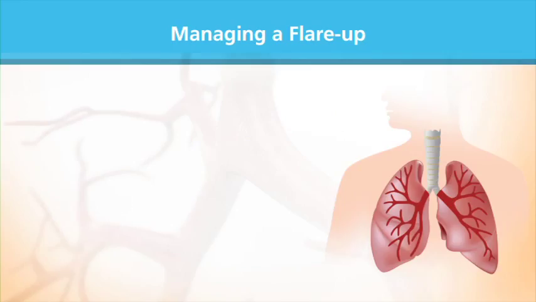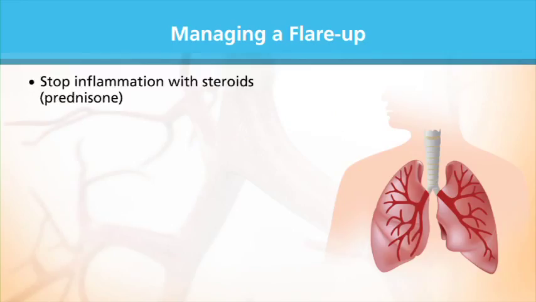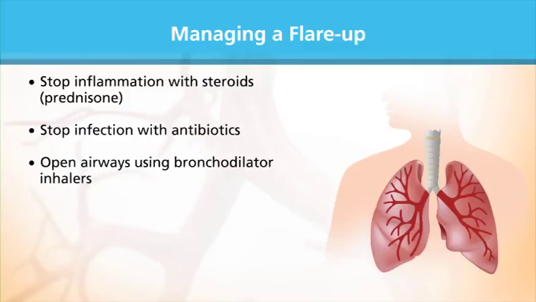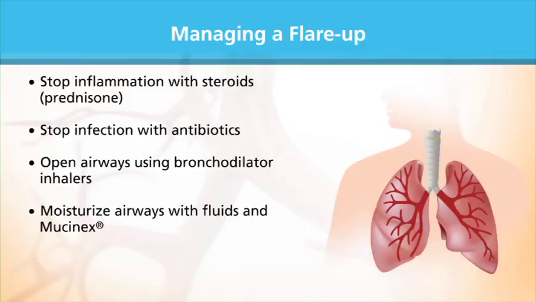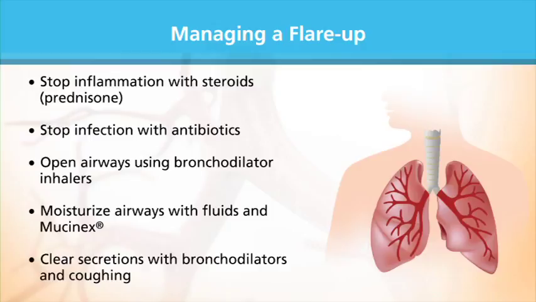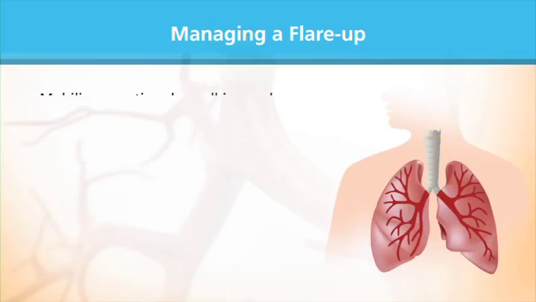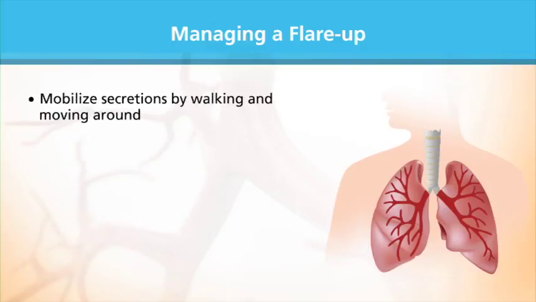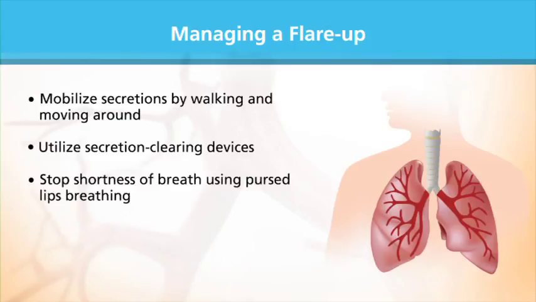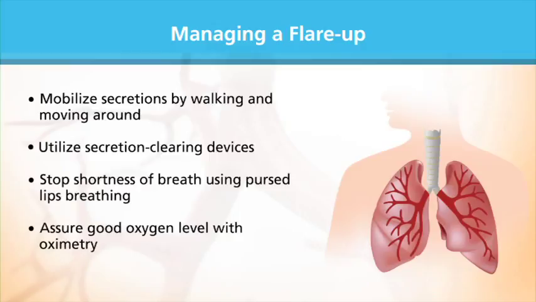In treating a flare-up, we manage it by trying to catch it very early and stopping it. We stop the inflammation with steroids, like prednisone, stop infection with antibiotics, open airways with bronchodilators, moisturize the airways with fluids, Mucinex, clear the secretions with bronchodilators and coughing, mobilization of secretions by walking around, airway clearance devices if necessary, stop shortness of breath with pursed lip breathing, and assure a good oxygen level by monitoring with oximetry.